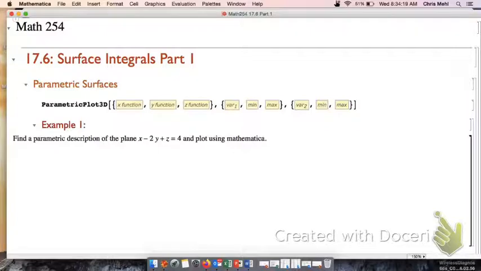So I'll start out simple. I want to find a parametric description of the plane x minus 2y plus z equals 4. So I'll first find the parametric description, and then I will show you how to use parametric plot 3D.